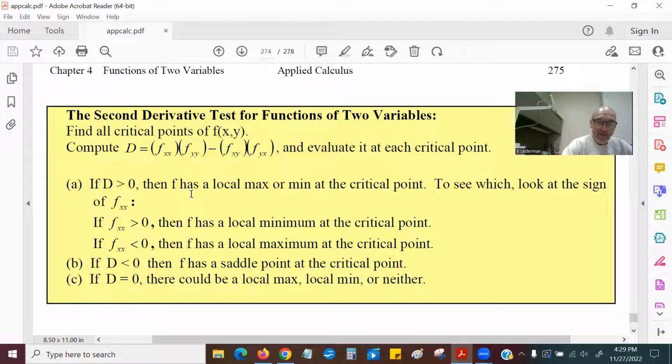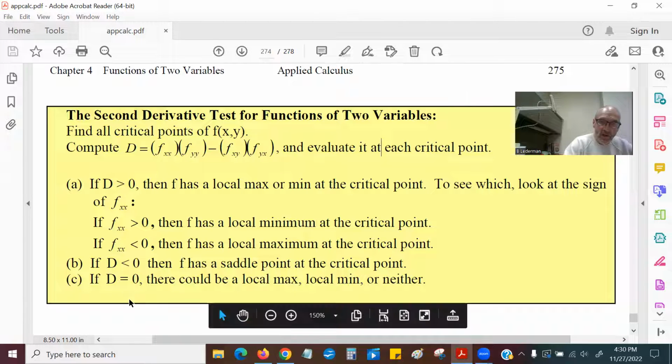And that was case A, when D is positive. Case B: if D is negative, then f has a saddle point at the critical point, and the saddle point, as you know, doesn't have a max or min. And finally, if D is equal to 0, then the test is inconclusive. Could be max, could be min, might be neither.